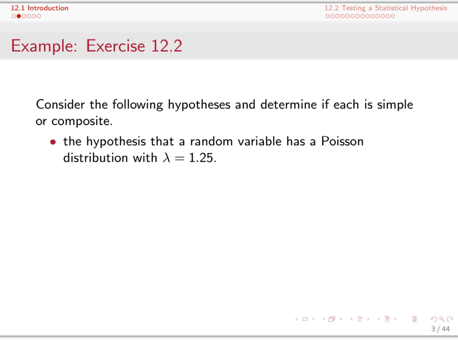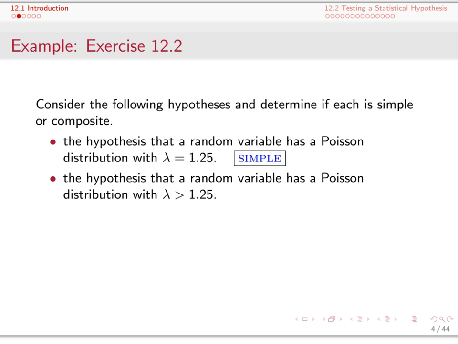Let's consider an example from your text. This is exercise 12.2. Consider the following hypotheses and determine if each is simple or composite. The hypothesis that a random variable has a Poisson distribution with lambda equal to 1.25. In this problem, the distribution is completely specified, including a particular value for lambda. Therefore, we'll call this a simple hypothesis.